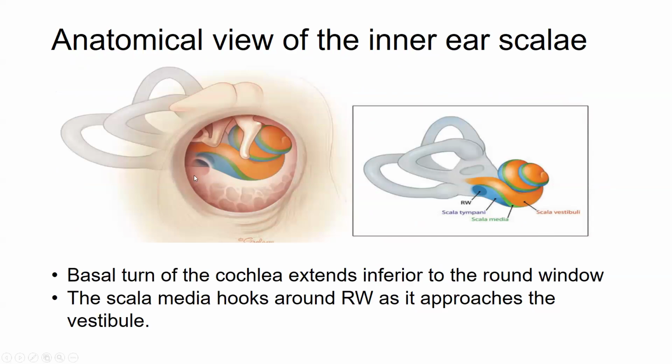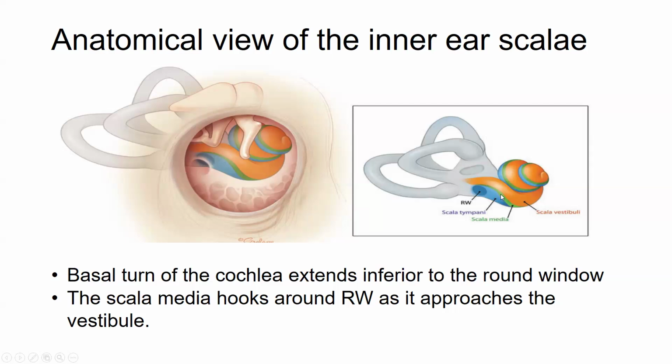On the picture on the right, on the left of the screen, we have the round window, and we can see blue is the scala tympani, green is the scala media, and then orange is the scala vestibuli. It's important to appreciate that while the round window niche is drilled away, immediately anterior inferior, the scala tympani is going to slope inferiorly. The scala media will be immediately superior to your round window, and then anterosuperior to your round window in this direction, you meet the scala vestibuli. And this is important for us to remember.